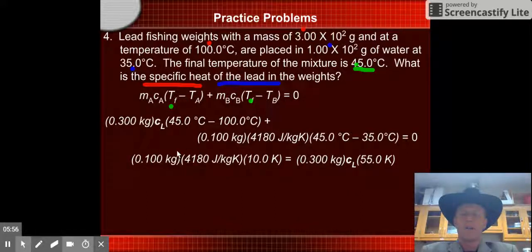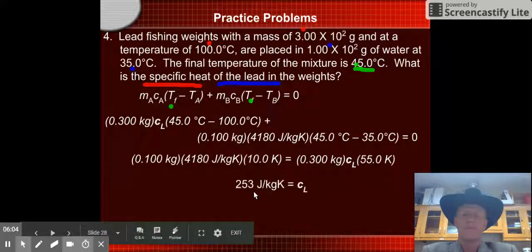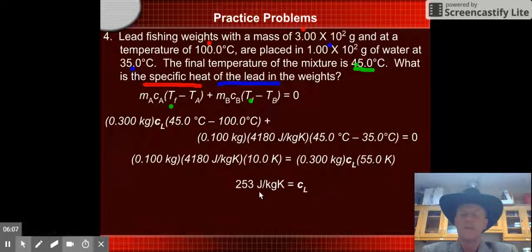Now we can go straight to our calculator, and we take this times this times this divided by this divided by this, and we get our answer, 253. I got one more problem we're going to talk about. Nope, that's it, actually. That concludes our lesson.